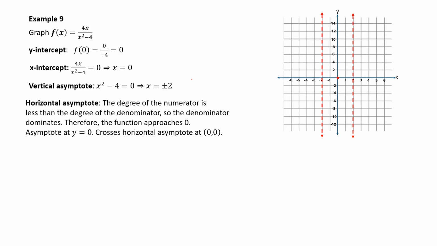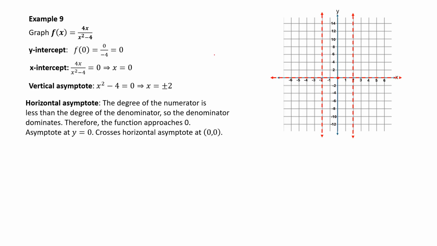Now we're going to look for horizontal asymptote. The degree of the numerator is less than the degree of the denominator, which means that the denominator is going to dominate. Therefore, the function approaches 0, and the asymptote is the line y equals 0, which is the x-axis.